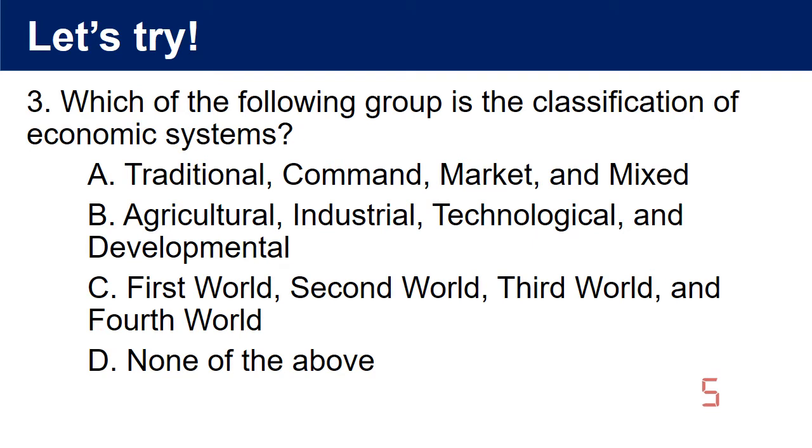3. Which of the following group is the classification of economic systems? A. Traditional, command, market, and mixed. B. Agricultural, industrial, technological, and developmental. C. First world, second world, third world, and fourth world. D. None of the above. The answer is A. Traditional, command, market, and mixed.